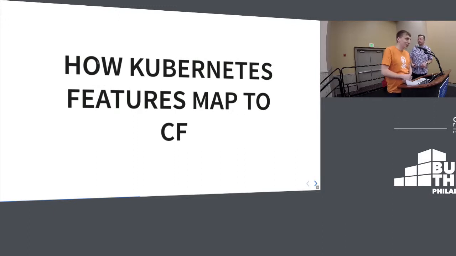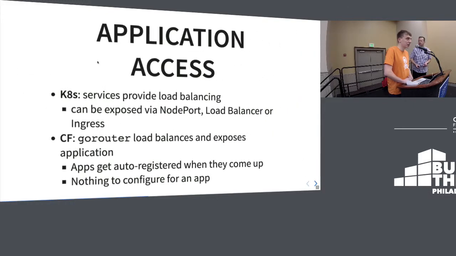Okay, let's now talk about something that we come here to hear: how Kubernetes features map to Cloud Foundry features and how it all works. Let's first start with application access. Applications in Kubernetes run as pods, and they're ephemeral, and there are multiple pods, and to load balance them, you create a service in Kubernetes. The service can then be exposed to the internet using a node port, a load balancer, or ingress, multiple options in Kubernetes. What about CF?